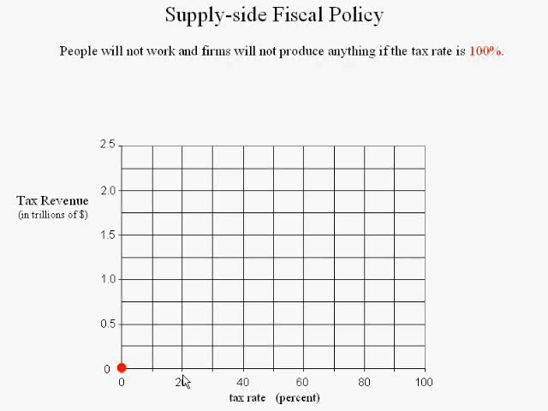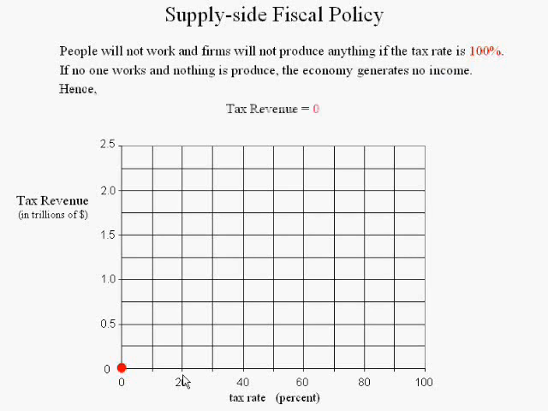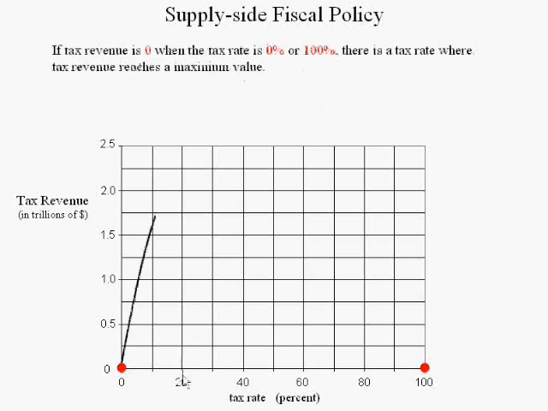Now, people will not work and firms will not produce anything if the tax rate is 100%. I mean, if you make $100,000 by working 40 hours a week and the government says, I'm going to take all of your income, so you have nothing at the end of the year, or nothing at every paycheck, you'll choose not to work. And if you choose not to work, nothing will be produced. And so if no one works and nothing's produced, the company generates no income. Hence, tax revenue is 0 when the tax rate is 100%.